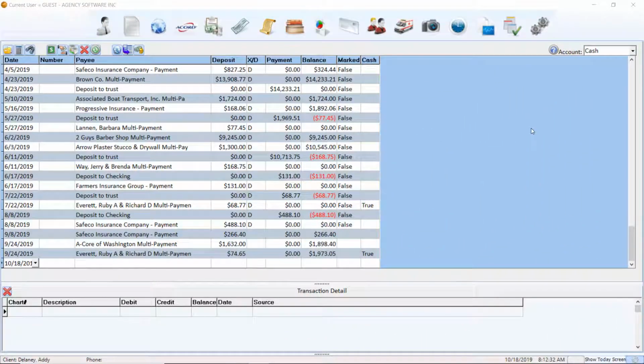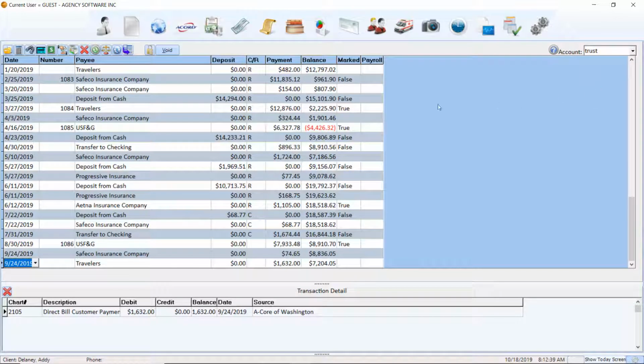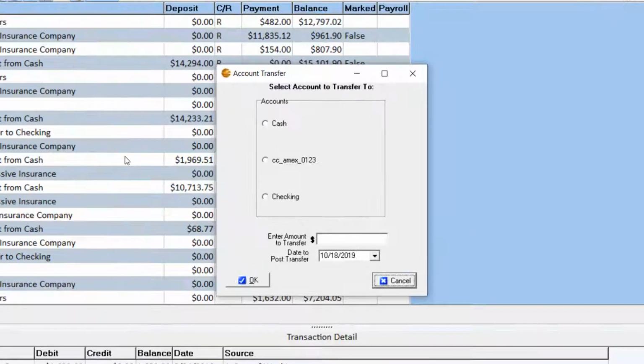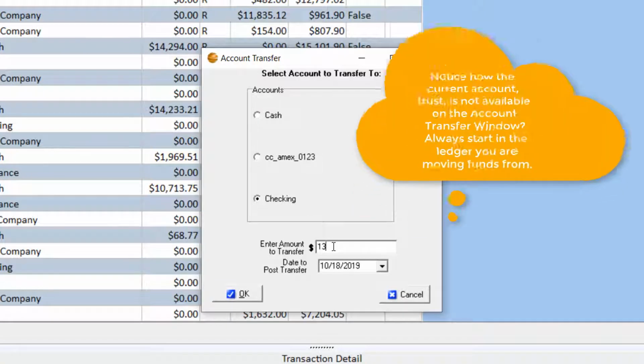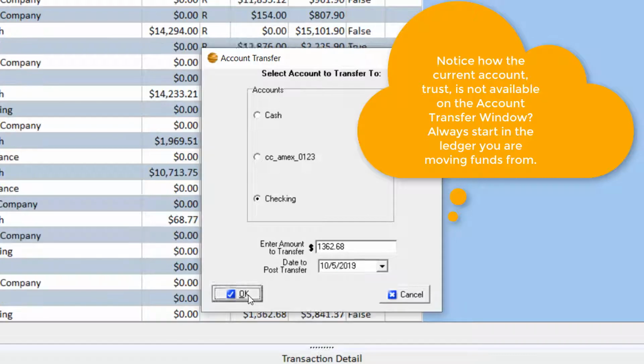When moving funds from one bank to another, we record the transaction by starting in the ledger account that you are moving the money from and click the account transfer icon. In this account transfer window, click the account you are moving the money to, enter the amount of the transfer and date of the transfer, then click OK.